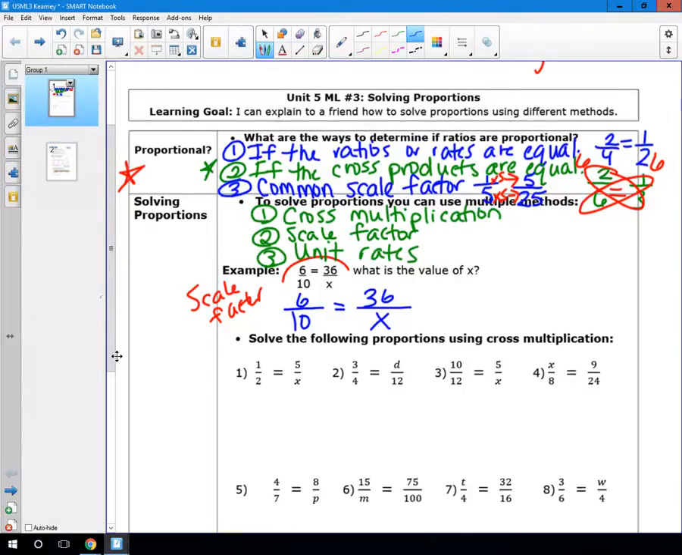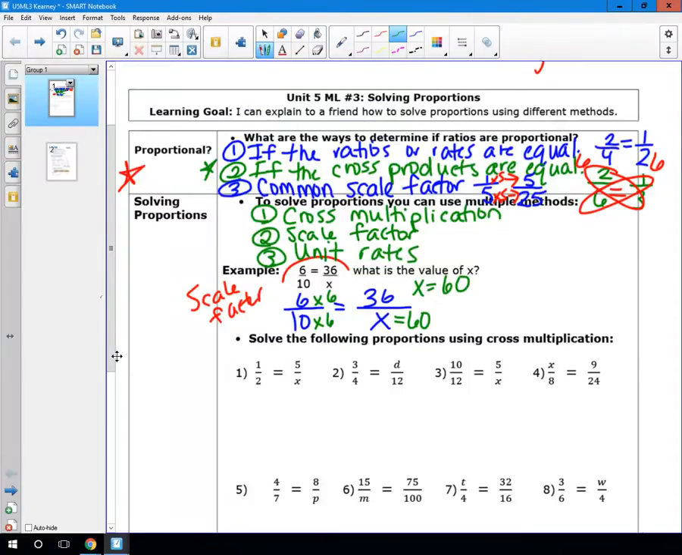So a lot of you are saying, look, Miss Kearney, we multiplied 6 times 6 to get 36. That's my scale factor. The scale factor is 6. So why don't you come down to the bottom and multiply times 6? And if you did that, 10 times 6, that would mean x would need to equal 60. Okay? So that's using scale factor. Just seeing, can you multiply straight across and use that scale factor?